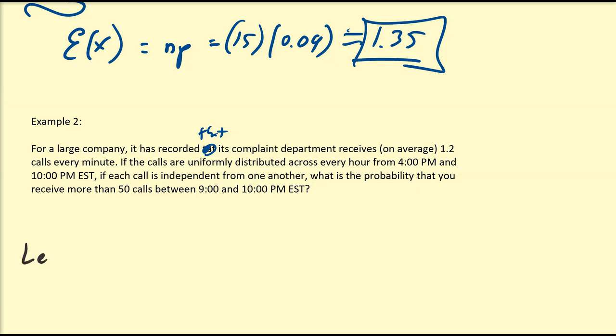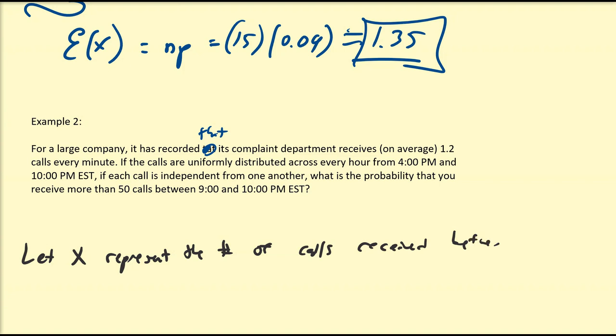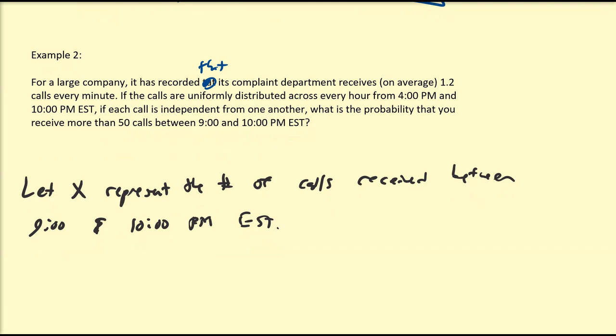So we're going to begin by letting x represent the number of calls received between 9 o'clock and 10 o'clock p.m. Eastern Standard Time for this particular company. So what properties does x represent?